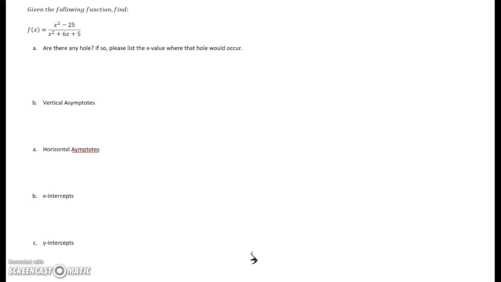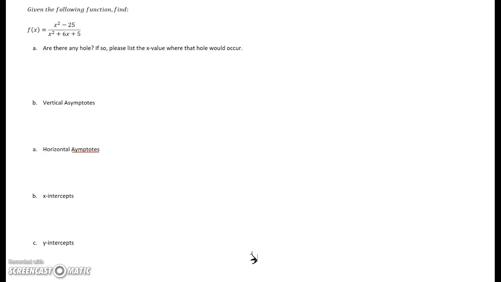Hey everybody, I wanted to take a second and wrap up the end of chapter 4, when we work on rationals. Let's go through this and take a look. It says, given the following function, find if there are any holes, and if so, the x value where the hole would occur, vertical asymptotes, horizontal asymptotes, x-intercepts, y-intercepts.